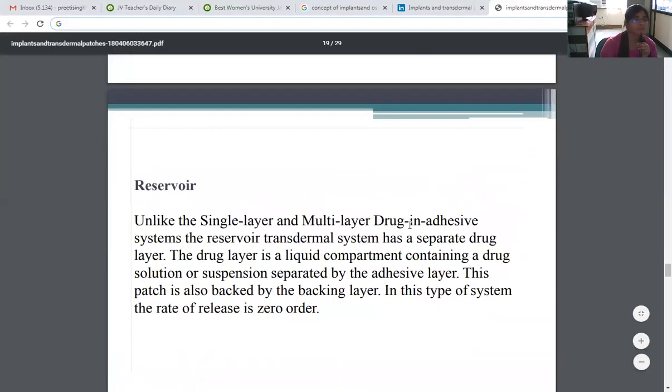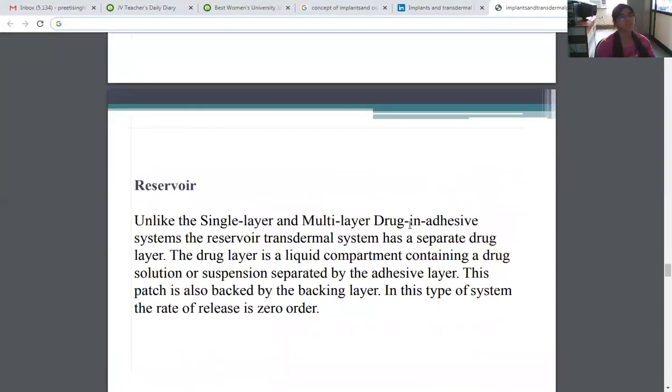So, the reservoir. What is the reservoir? What is the main role of the reservoir in a transdermal patch? Unlike the single layer and multi-layer drug in adhesive system, the reservoir transdermal system has a separate drug layer. The drug layer is a liquid compartment containing a drug solution or suspension separated by the adhesive layer. This patch is also backed by the backing layer, and in this type of system, the rate of release is zero order.